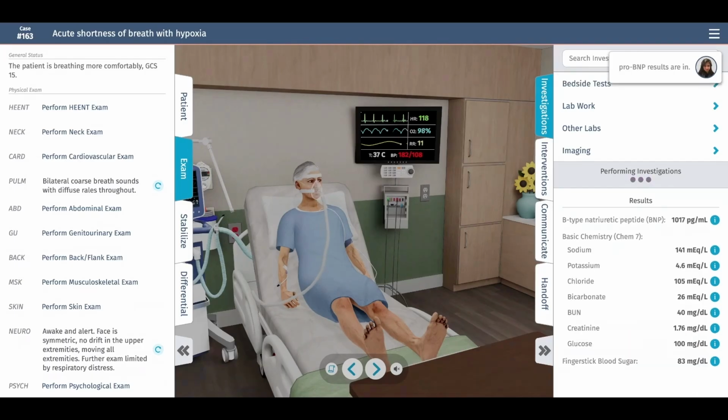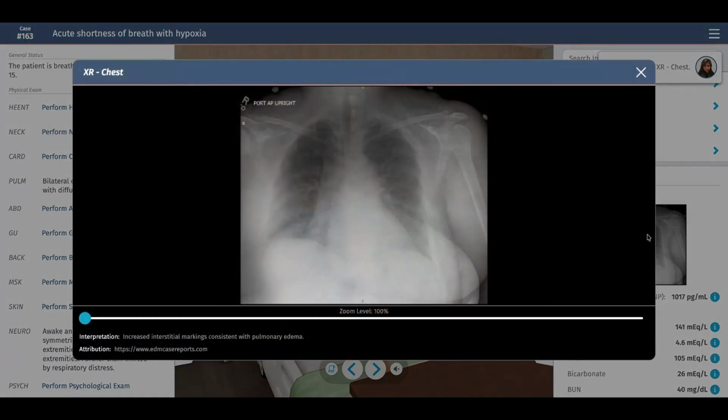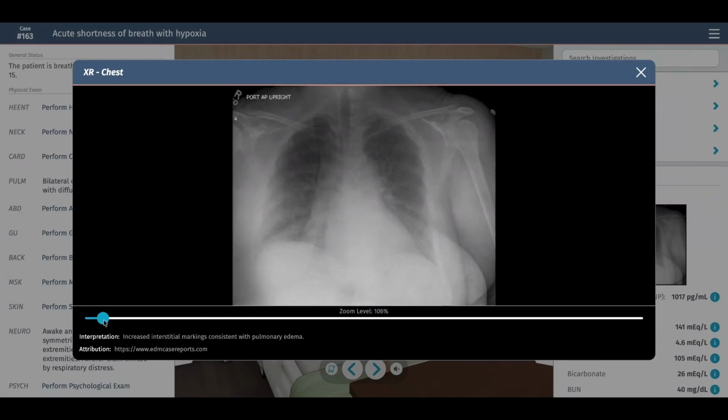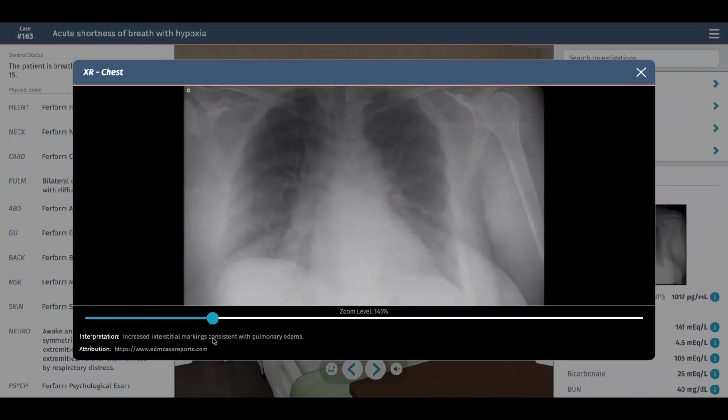So, let's start with the chest x-ray. Well, good. Although they gave us an interpretation: increased interstitial markings consistent with pulmonary edema. We'll get a little zoom in on there. Yeah, you can definitely see the pulmonary vasculature is prominent. Normally, if this was a real case, we'd be really looking through this image. But honestly, this is probably just a generic image of someone with pulmonary edema, pulmonary vascular congestion.